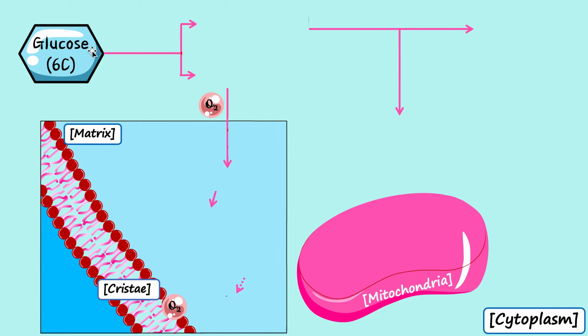Now, how does this process work? The very first thing that happens is inside our cytoplasm. Okay, so the very first thing that happens is something called glycolysis. It makes sense because we're splitting glucose. Glyco stands for glucose, and lysis means to split something. So we're splitting this glucose, and where's it happening?